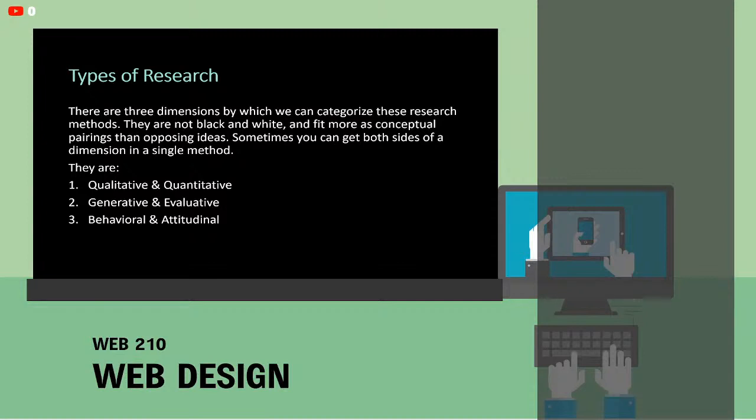Right, so we'll say qualitative versus quantitative, or you'll read things like qualitative versus quantitative. But we should consider them more like a pair. Like our screen here says, it's qualitative and quantitative, generative and evaluative, because these things work together to help us get to those problems.